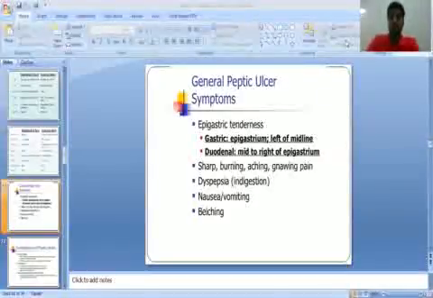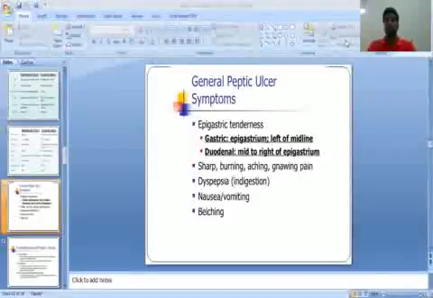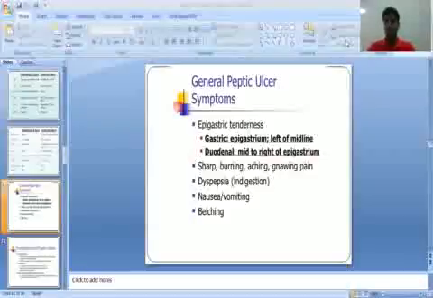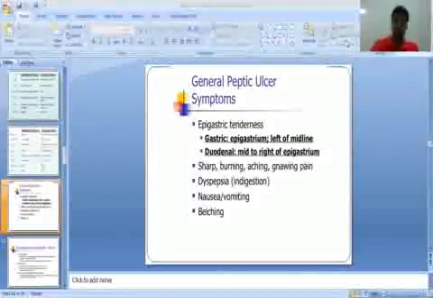General symptoms of peptic ulcer: epigastric tenderness. In gastric ulcer, tenderness is felt in the epigastrium, left to the midline, and in duodenal ulcer, tenderness is felt in the mid to right of the epigastrium. Sharp, burning, aching, gnawing pain, dyspepsia, nausea, and belching.